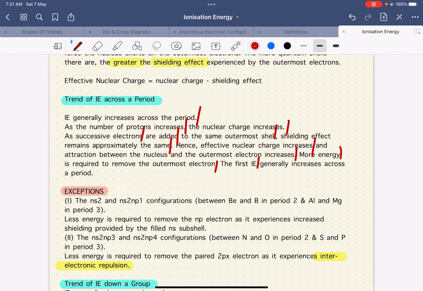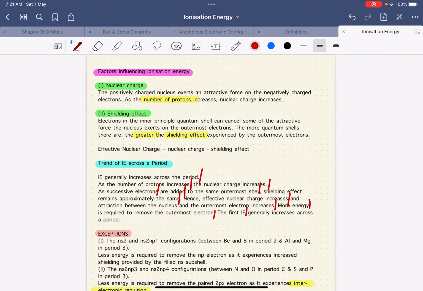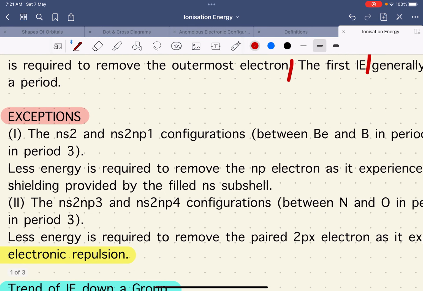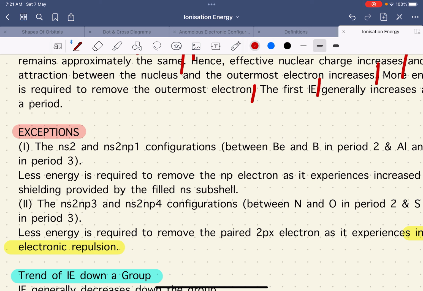I'll be talking about what the definition of IE is in my definition page, so no worries about that. There are, of course, exceptions to it. Basically, the ns2 and ns2 np1 case. This one can be found in your notes, where you can see an example there.